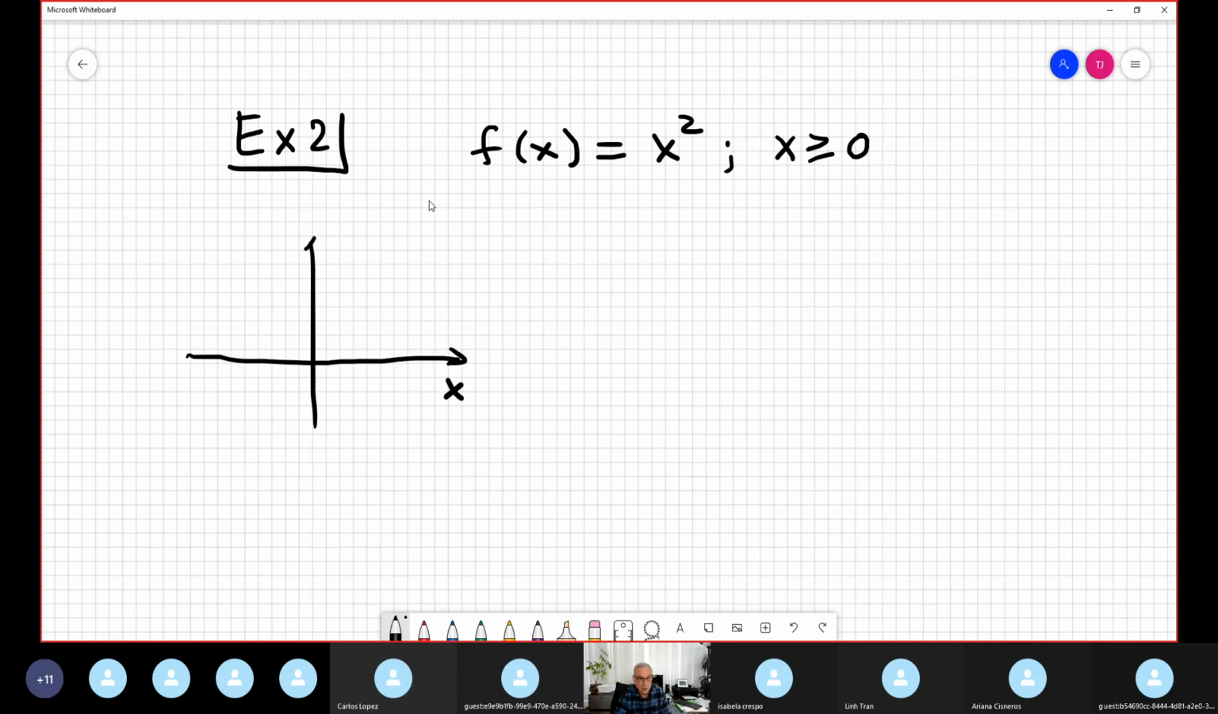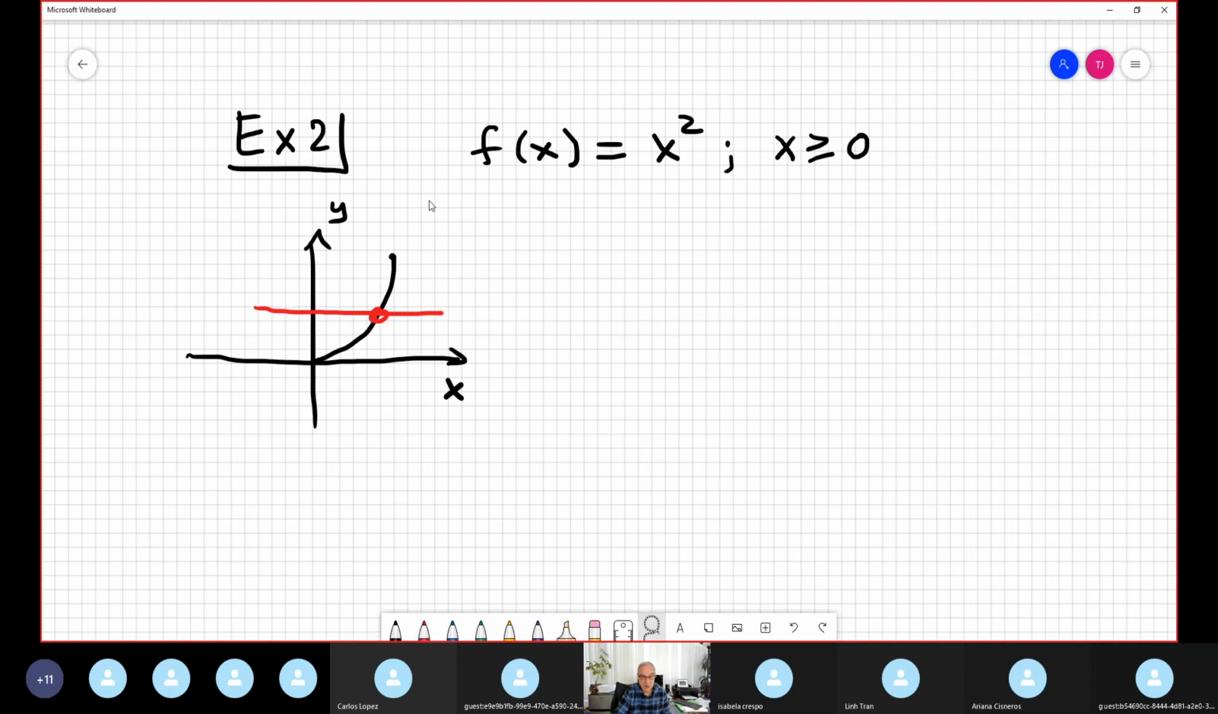Answer me. What do you think? Yes. Because this is half of a parabola. It's only the positive, the other part is missing. No, no, no. Only half of the parabola that corresponds with the positive x values. And when you apply the famous horizontal line test, it passes, it's 1-to-1. Okay, so this is the idea.